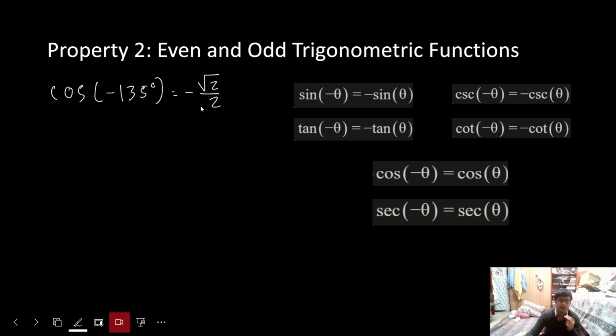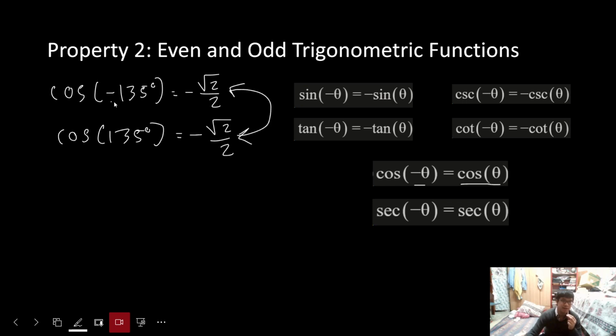But you see, remember that cosine of negative theta is the same as cosine theta. So let's try cosine 135 degrees. So what's the answer? So here, the answer is still negative square root of 2 all over 2. So they are in fact the same. Negative or positive, as long as they're the same in terms of number, they are in fact the same. Okay, that is for the cosine.